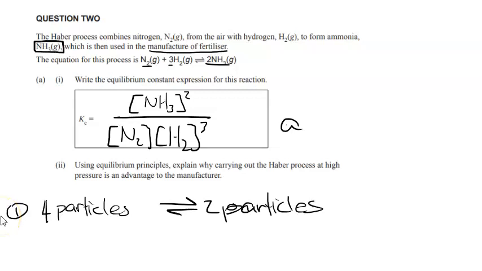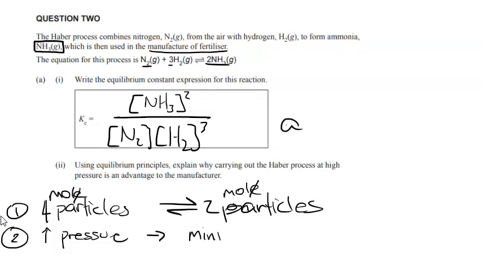So the way we would answer this question is, first of all, we would state how many gas particles are on each side. So we'd say 4 mole of gas particles on the left and 2 mole of gas particles on the right. It doesn't matter if you say it with the E or without the E. And then we would state what effect increasing the pressure will have. So because there's an increased pressure, the reaction will move to the right to minimize the change.